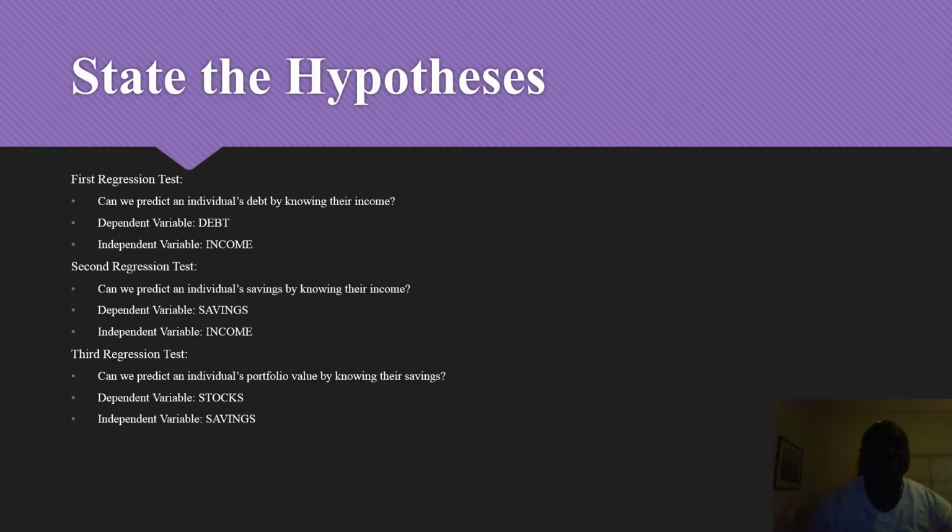State the hypothesis. For this, we have 3 regression tests we're going to carry out. The first is, can we predict an individual's debt by knowing their income? Dependent variable will be debt, independent variable will be income. Second regression is, can we predict an individual's savings by knowing their income? Dependent variable savings, independent variable income. Third regression test, can we predict an individual's portfolio value by knowing their savings? Dependent variable is stocks, independent variable is savings.